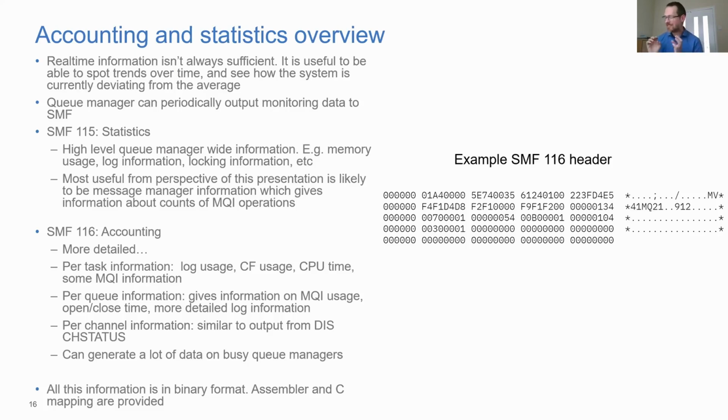This is an area where it's different between zOS and distributed. On zOS, if you want to understand what's historically happening to your queue manager, then we generate data in the form of SMF records. There's basically two types of SMF data. There's SMF 115 data, which is high-level statistics across the whole queue manager level, okay?